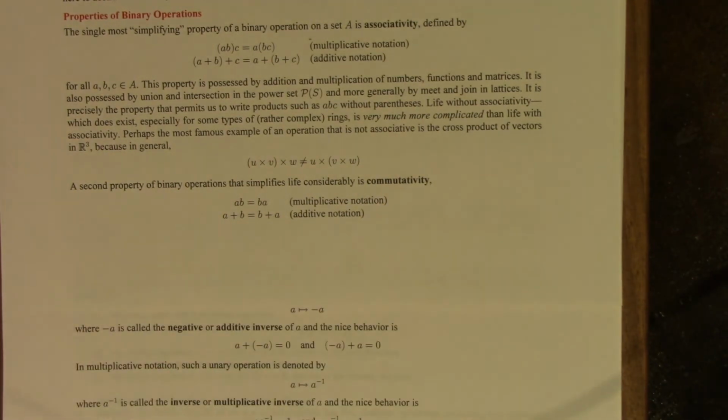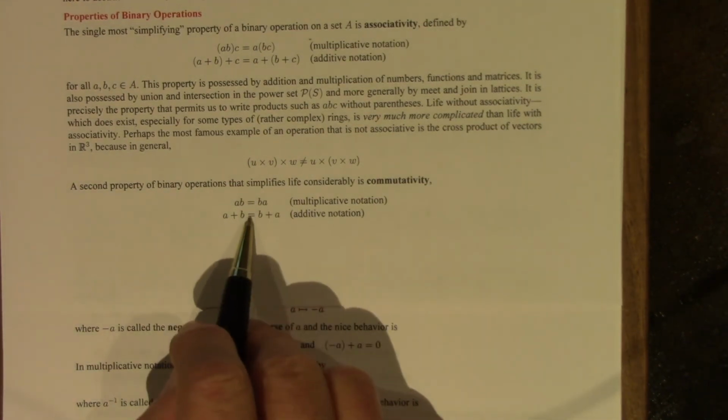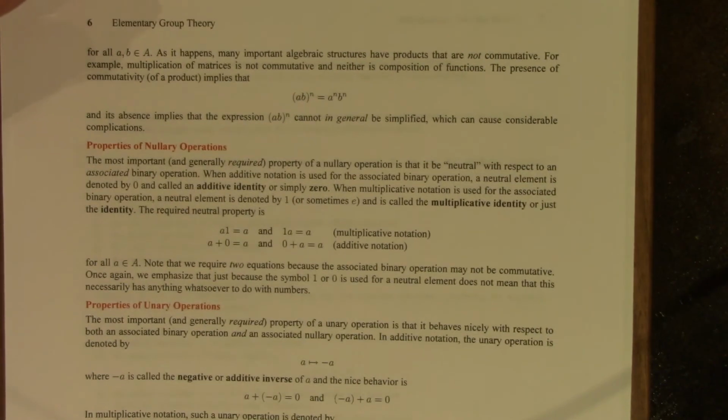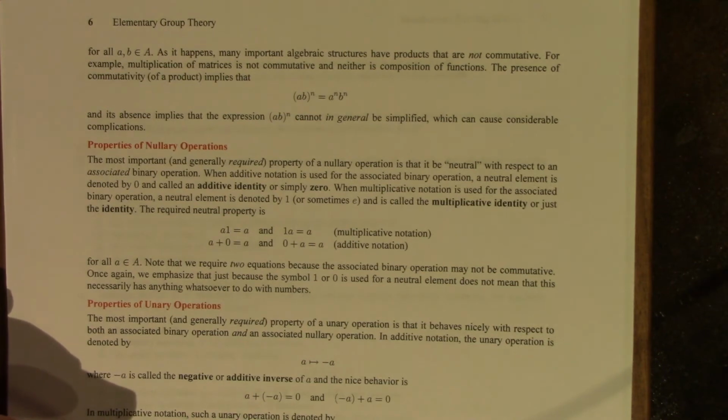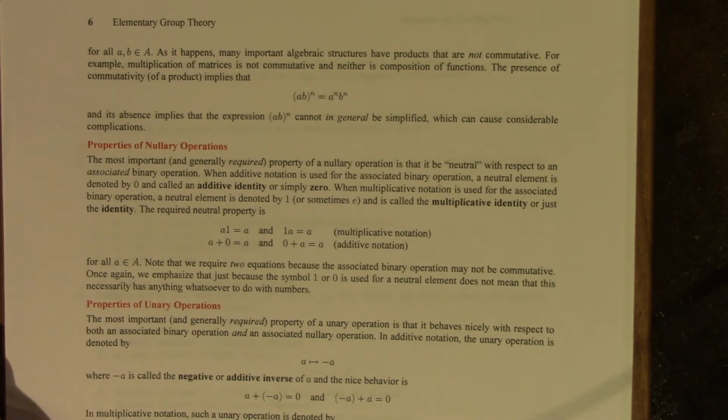A second property of binary operations that does simplify life considerably is commutativity, which looks like this. But, as it would happen, many important algebraic structures have products that are not commutative. Multiplication of matrices is not commutative. Neither is composition of functions.